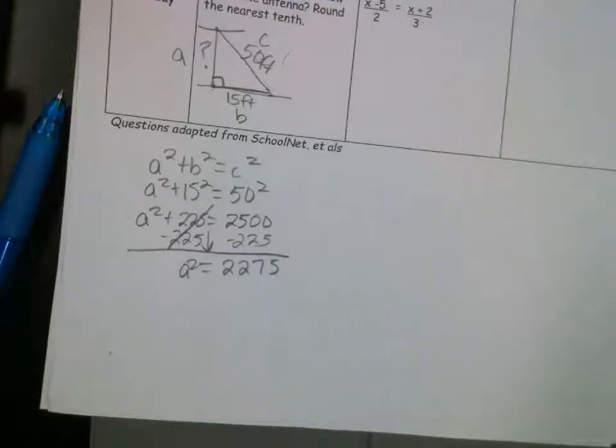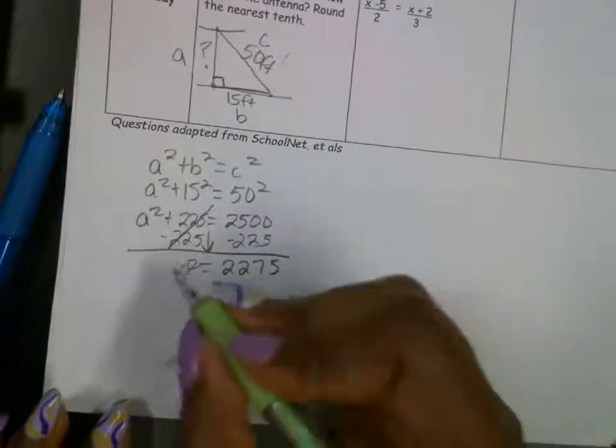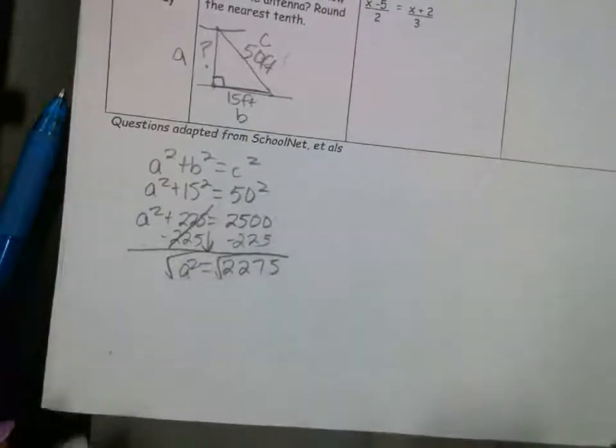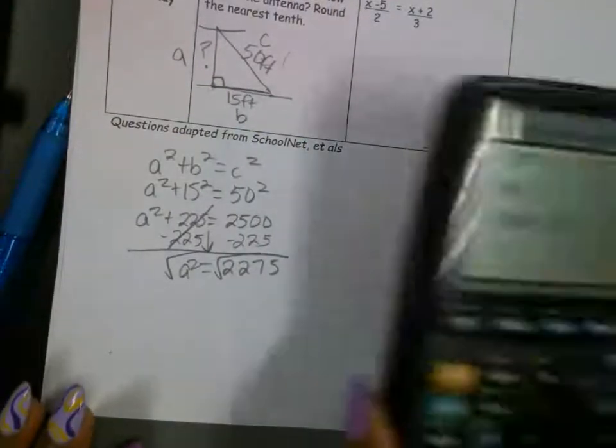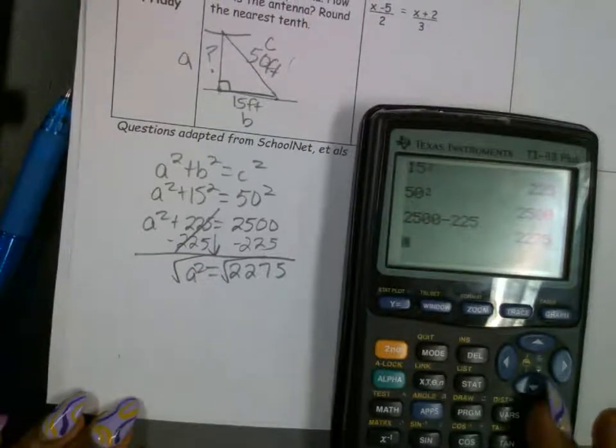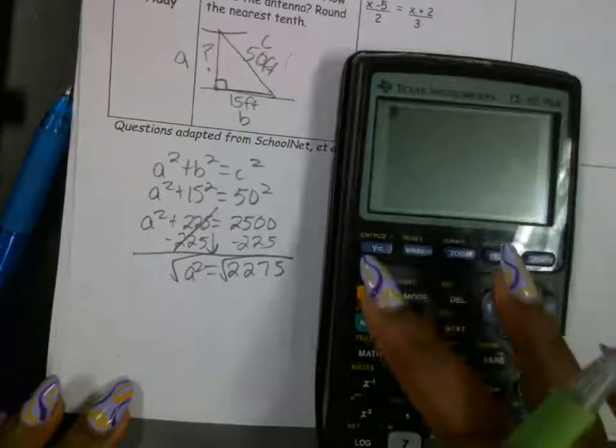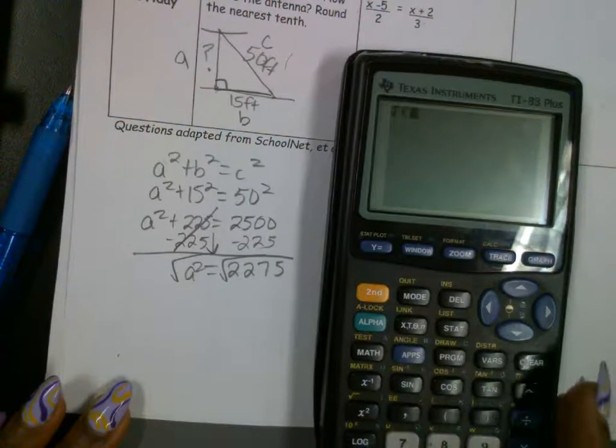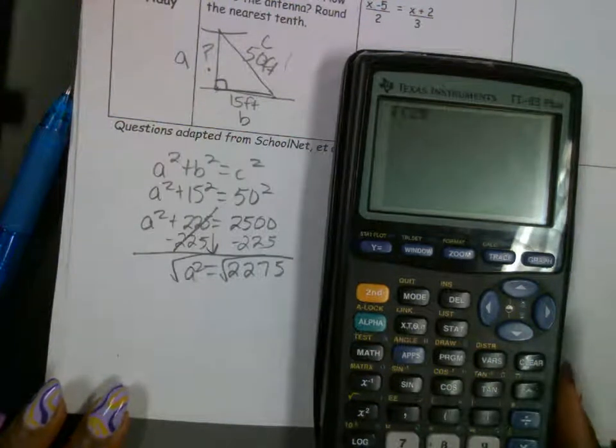All right. Some people I see are doing it. What do we have to do to get A by itself? Find the square root on both sides. So let's type in the square root. Okay, I'm going to clear my screen. I'm going to press the second button and the x squared button. And I'm going to type in 2,275.